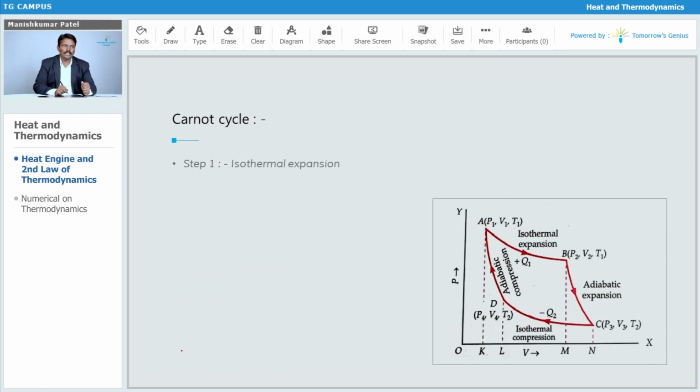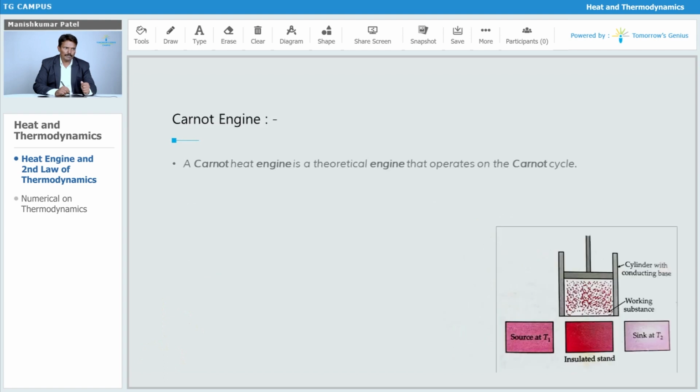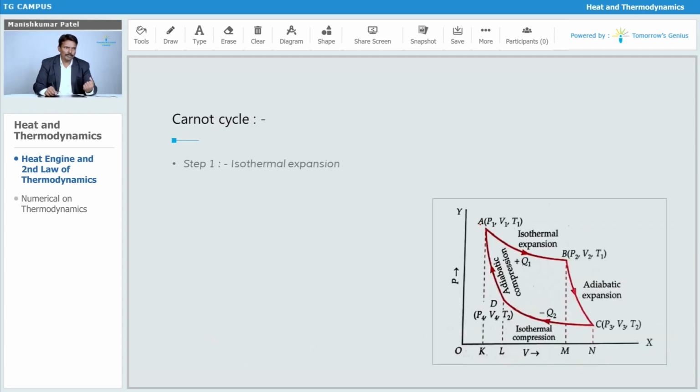In this Carnot cycle, the first step is the isothermal expansion. You put this base at the source at T1. There is an exchange of heat between the source at T1 and the working substance. The molecules get the heat, and obviously the gas expands. This is the process of expansion from A to B.